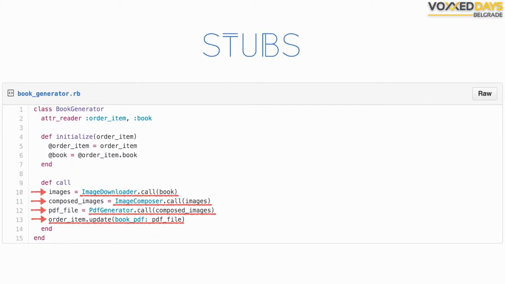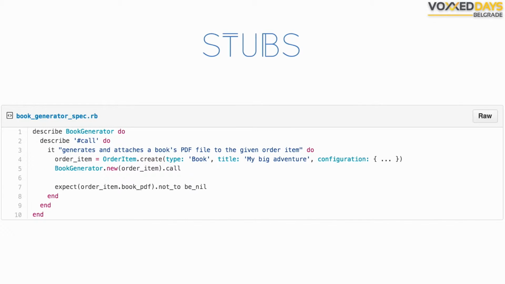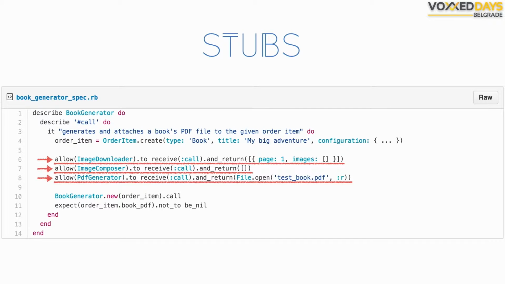The problem with that approach is that the test depends on many external services or objects, which can lead to an unstable test suite. Well, to alleviate that, we can use stubs. Basically, we can say we allow other objects, for our spec at least, to receive message calls and return predefined answers.